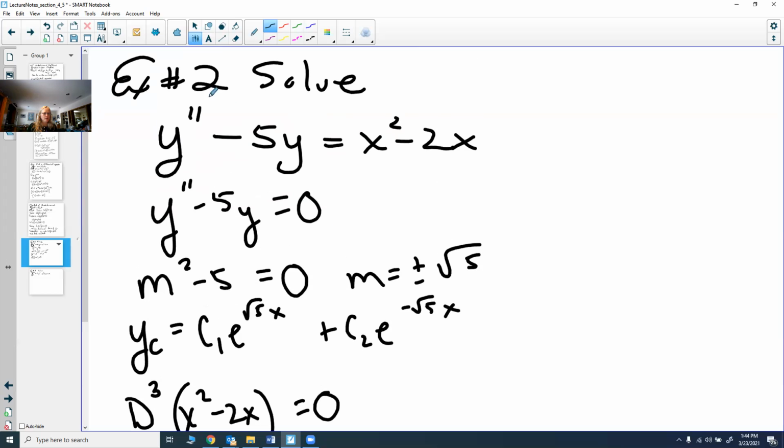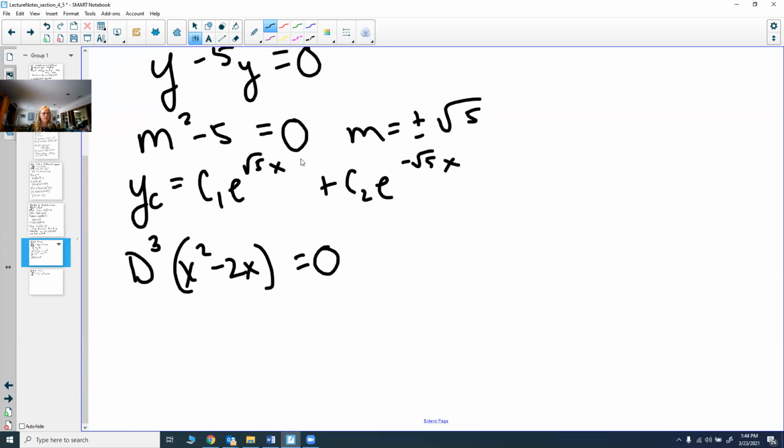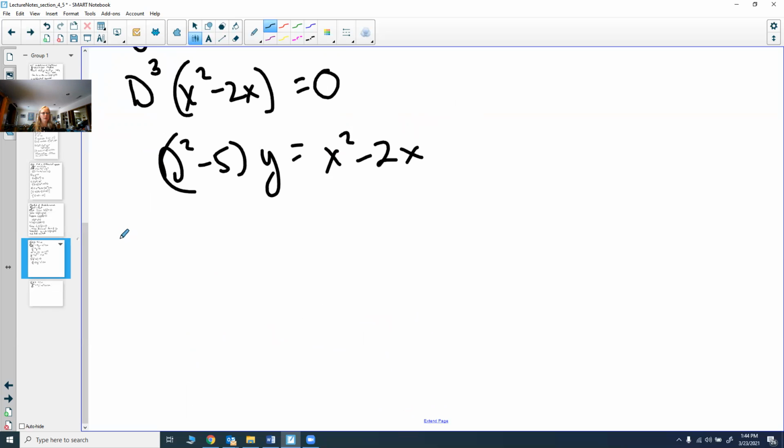So what I'm going to do is rewrite my differential equation y double prime minus 5y with the notation of the differential operator. So I'm going to have D squared minus 5 of y is equal to x squared minus 2x. And now that I know what annihilates the x squared minus 2x, I'm going to basically operate that on both sides. You can think of this as multiplying both sides by D cubed, but I don't like to think of it that way because it really is operating D cubed on both sides. I'm taking the third derivative of both sides.